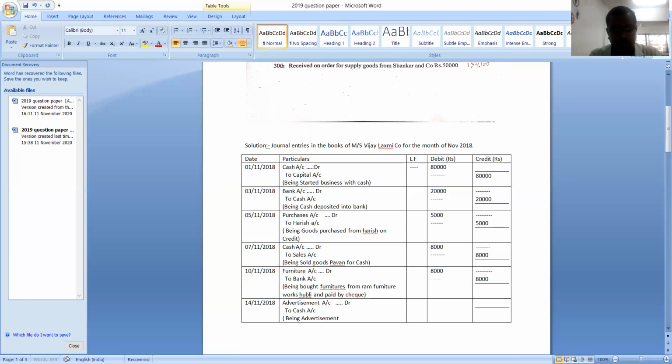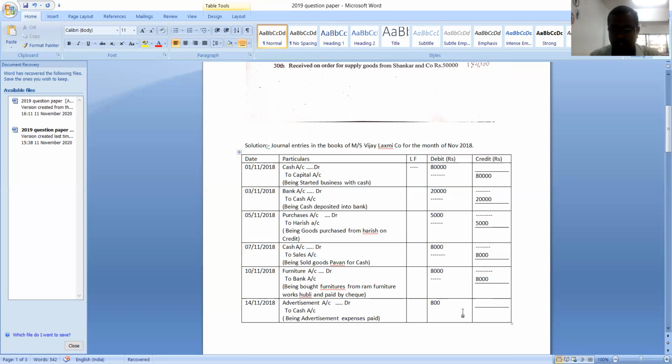Being advertisement expenses paid. What is the amount of the transaction? How much have we paid for advertisement? We have paid 800. So in the debit column, we should write the amount parallel to the name of the account that is debited.